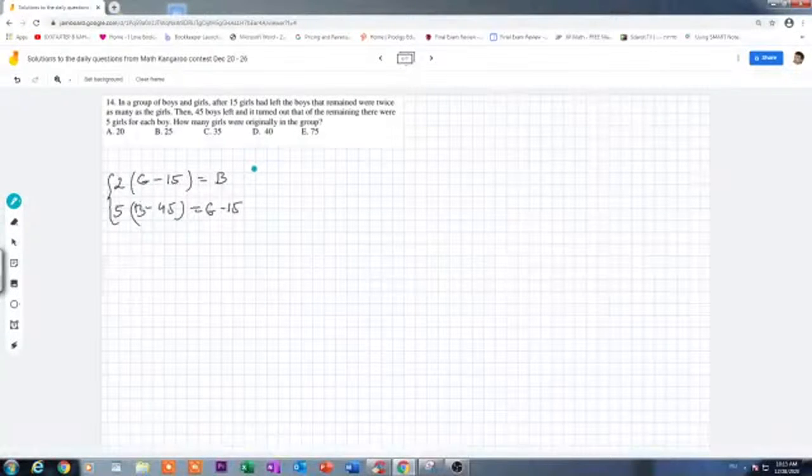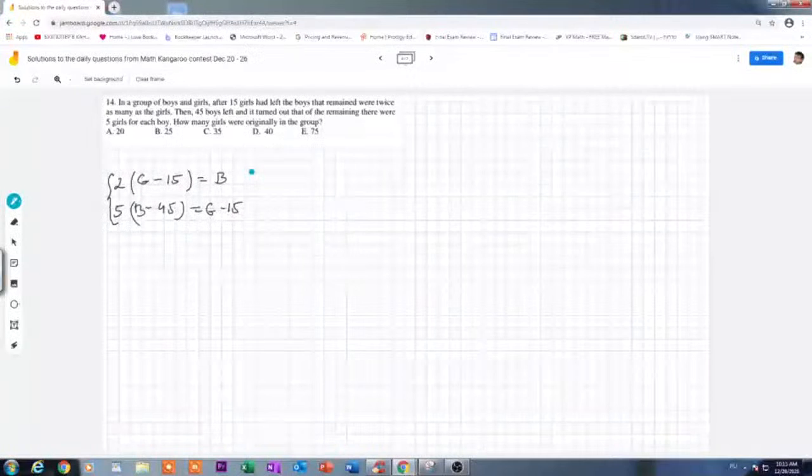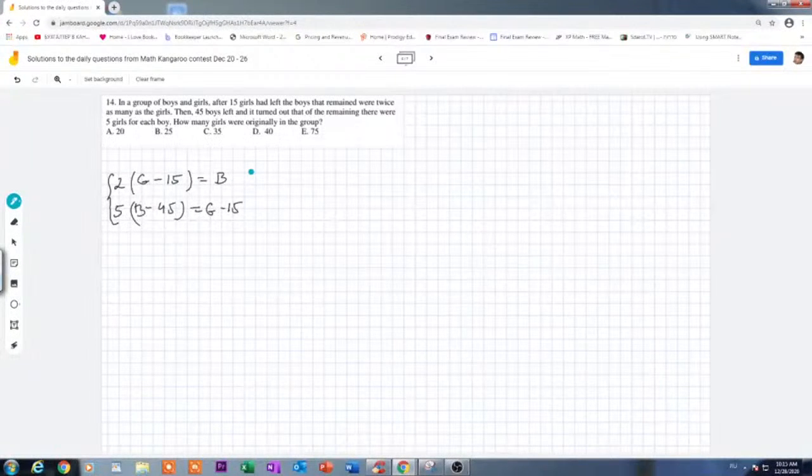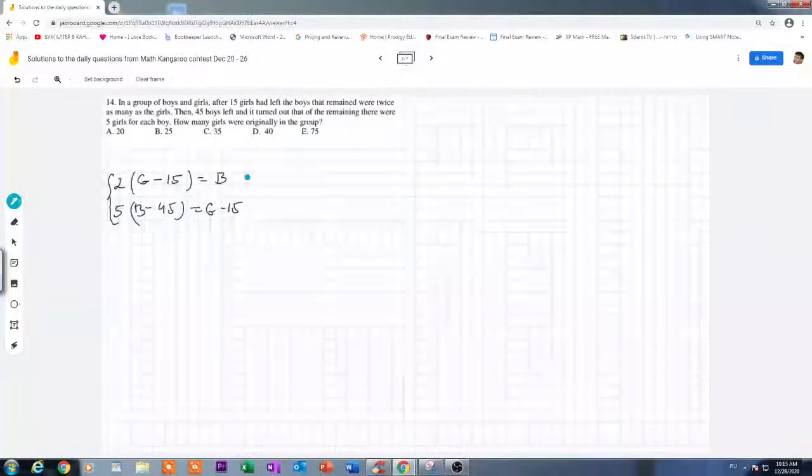In a group of boys and girls, after 15 girls had left, the boys that remained were twice as many as the girls. Then 45 boys left, and it turned out that of the remaining, there were 5 girls for each boy. How many girls were originally in the group?